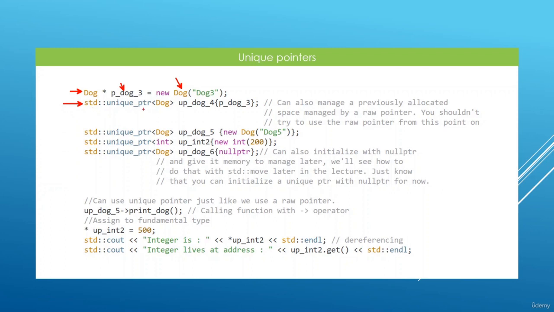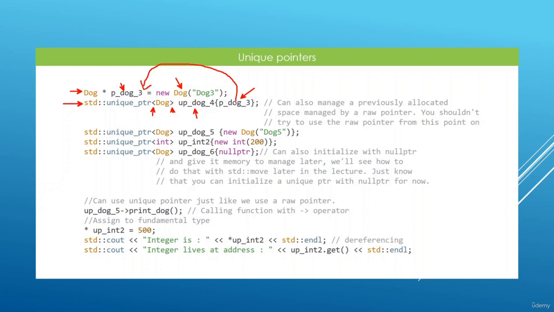We say std::unique_ptr, we say angle brackets here, and inside that, we're going to put our type. So this is a unique pointer to dog. So that's how we say it here. And we're going to give it a name. And then we're going to say the memory that this unique pointer is going to manage. And it is going to be managing previously allocated memory on the heap. So this is something we can do.